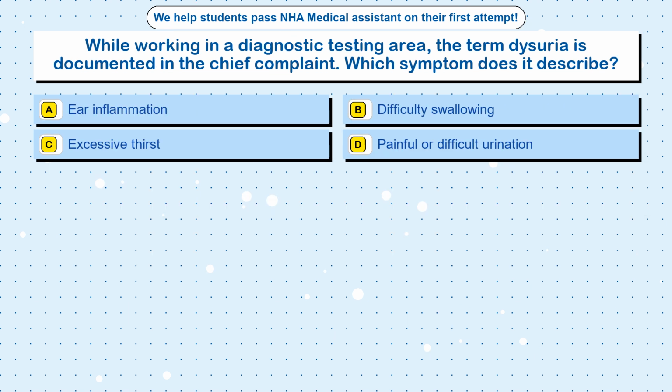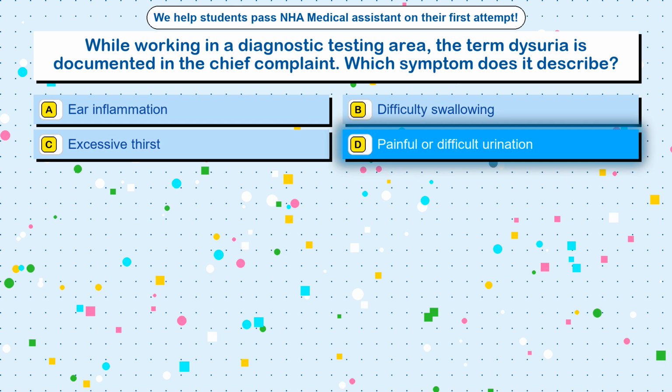Question 56. While working in a diagnostic testing area, the term dysuria is documented in the chief complaint. Which symptom does it describe? Option A, ear inflammation. Option B, difficulty swallowing. Option C, excessive thirst. Option D, painful or difficult urination. The correct answer is option D, painful or difficult urination.